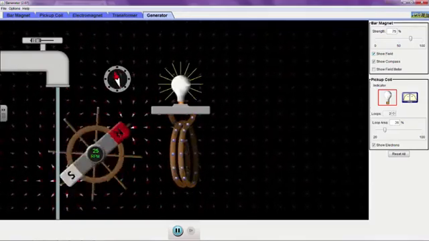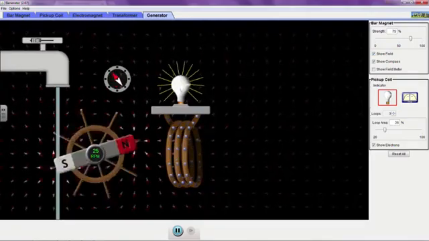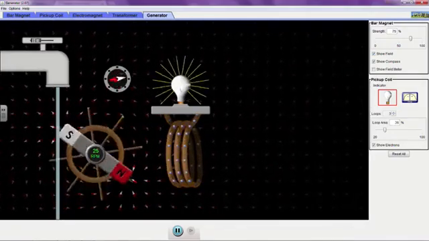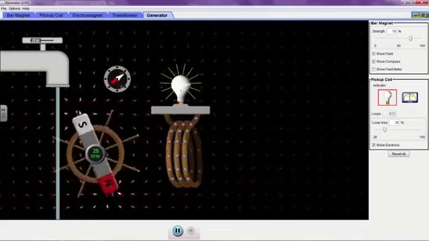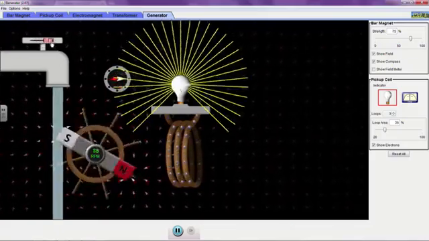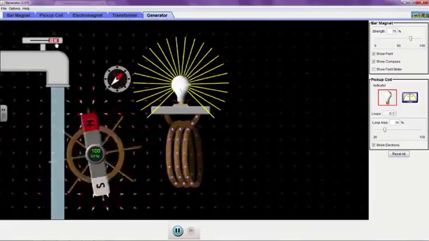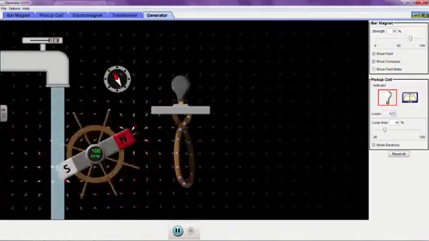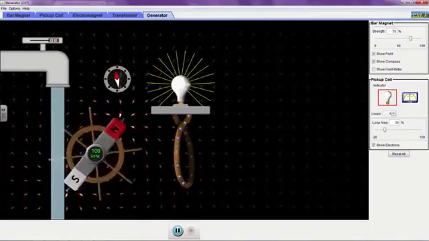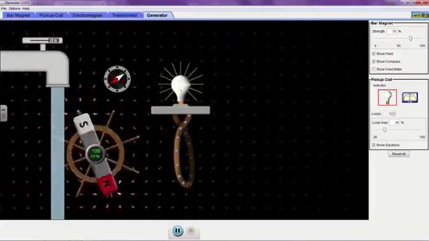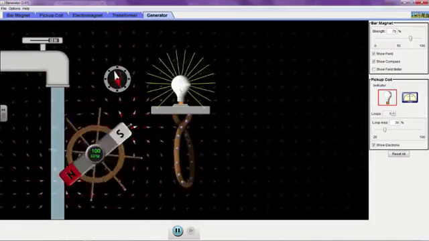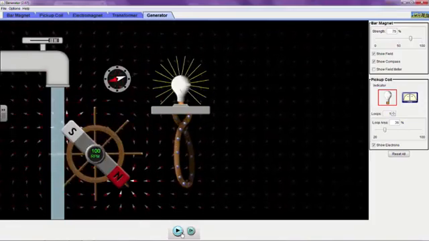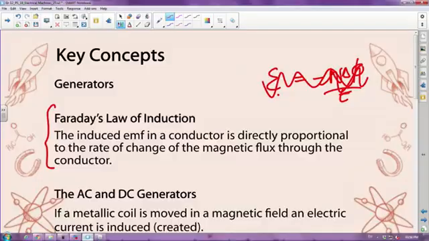If I increase the number of loops, so I put more coils in, I get a bigger current because I've got a completely changing magnetic field. If I make the magnet turn faster, look, I get a very bright one. Now watch what happens if I make the loops smaller. My light bulb's not as bright because fewer loops mean a smaller amount of electricity is created, okay? This is basically how a generator works. So what we're going to do is we're going to do it in proper science terms now, because that was fun. I love that.